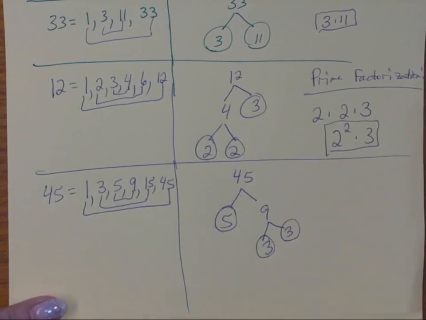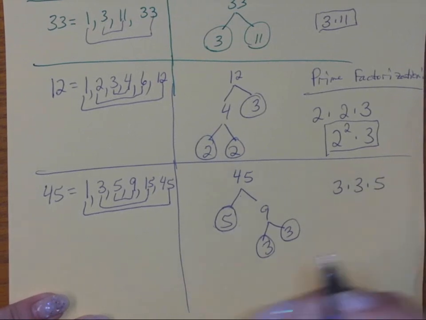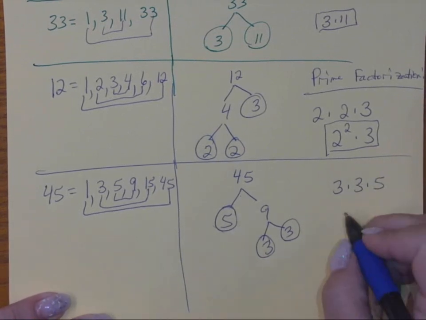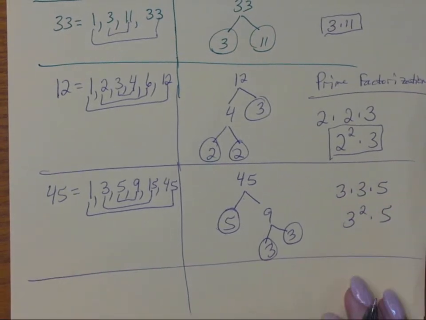Okay. So again, his prime factorization becomes 3 times 3 times 5. But again, we don't want to leave it that way. So we write it as 3 squared times 5. All right.